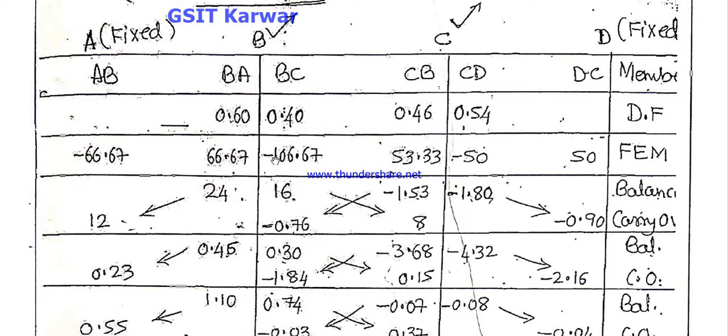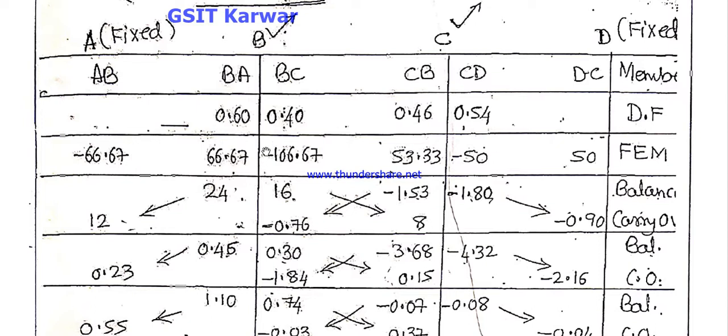After that, you change the sign. It is very important, always remember: if you get minus, you take plus, and if you get plus, you take minus. Here you are getting minus 40, so you take plus 40. That is the rule in the moment distribution method. Take minus 40 as plus 40. After that, you multiply by the distribution factor.